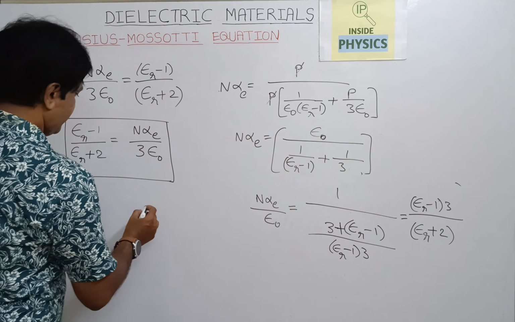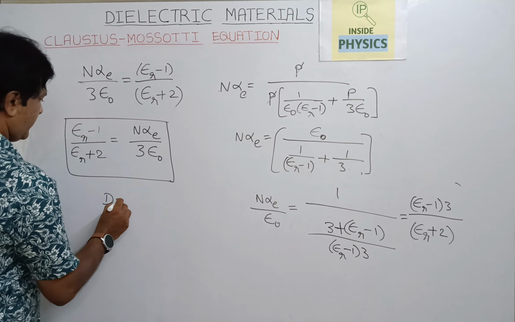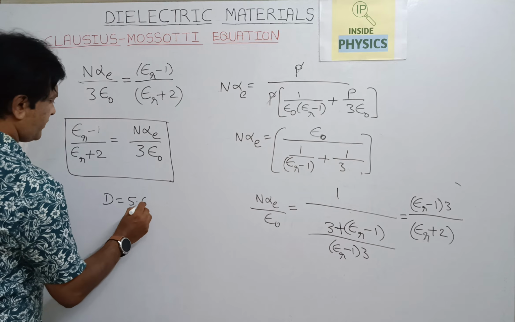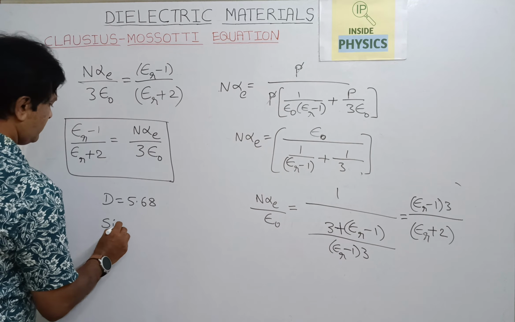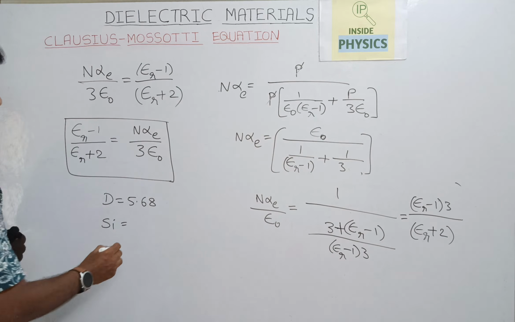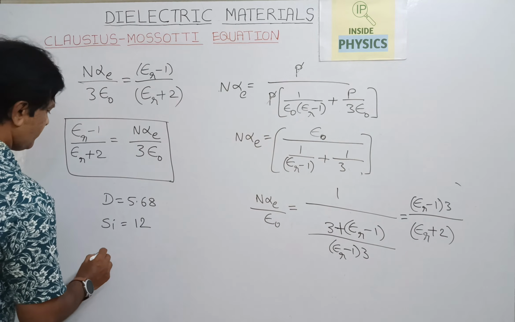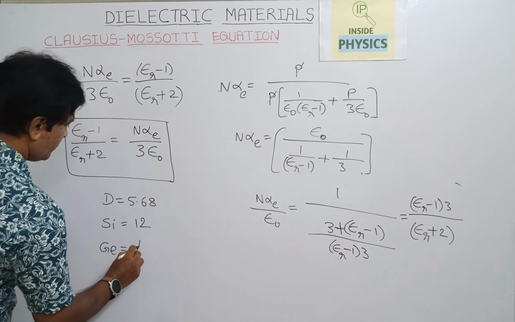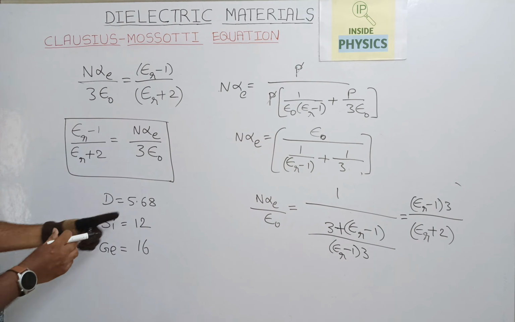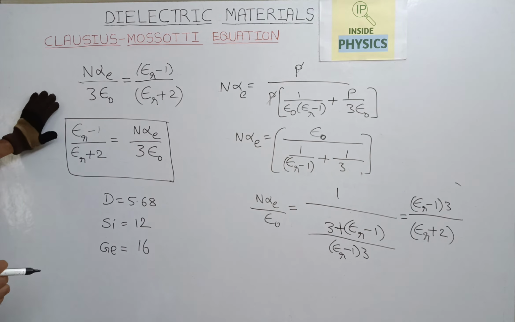For diamond, the dielectric constant will come to be 5.68. For silicon, this will come to be around 12. For germanium, the value will come to be 16. These are the dielectric constants calculated with this equation.